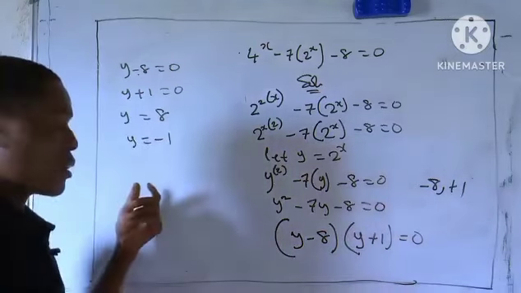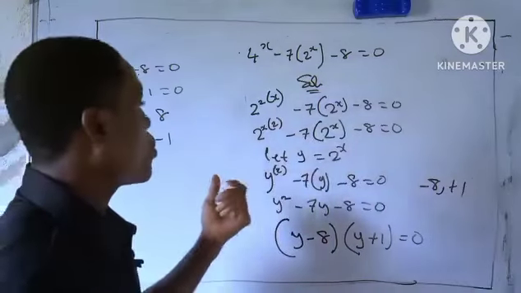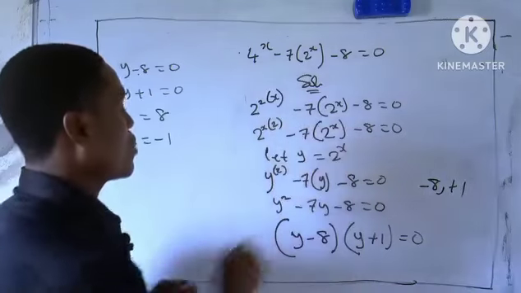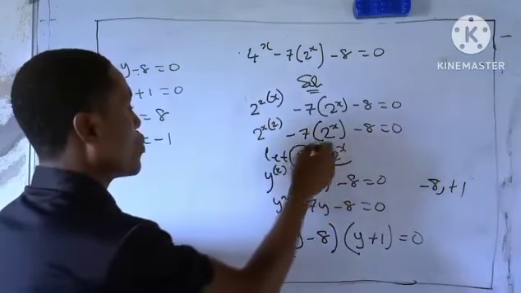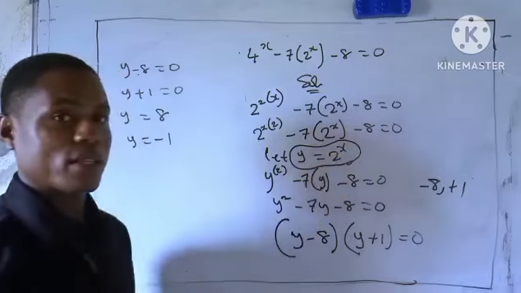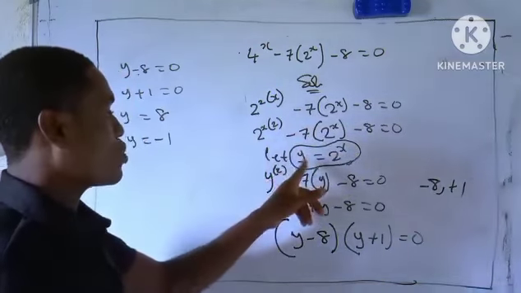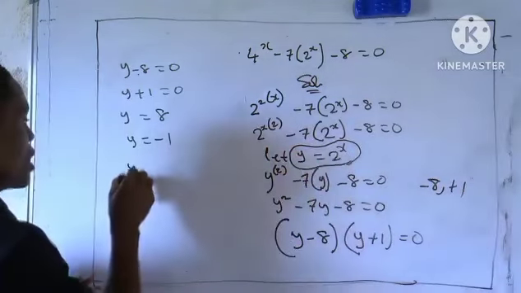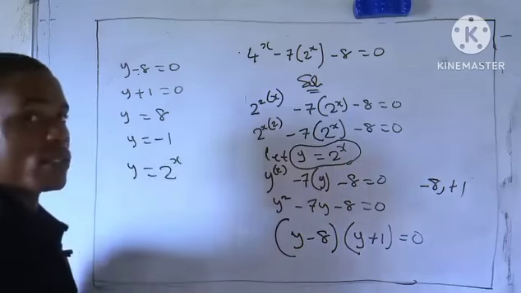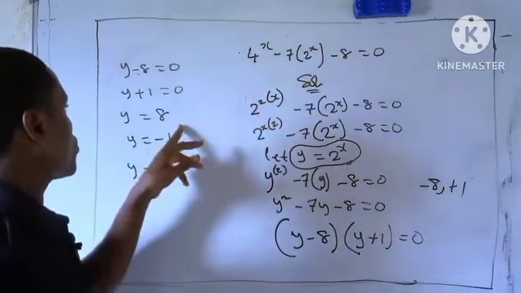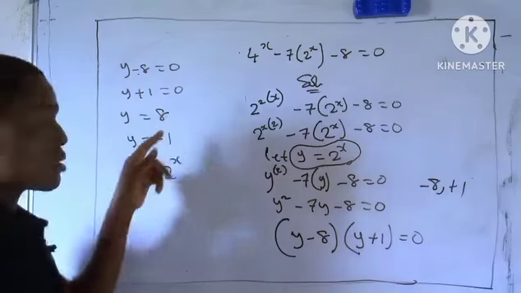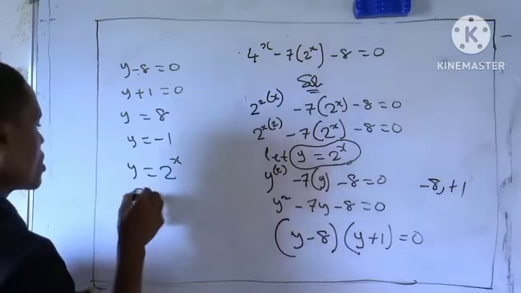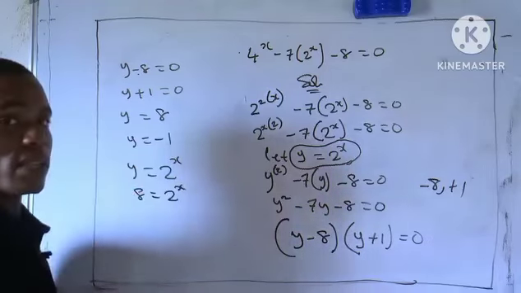This is not the final answer. What we are looking for is the value of x, not the value of y. So with this equation we can find the value of x. You can see that we use y to represent 2 raised to power x. This is the equation y equal to 2 raised to power x, right? And the first value of y is 8, isn't it? So anywhere we see y in this equation, we put 8. So 8 equal to 2 raised to power x.